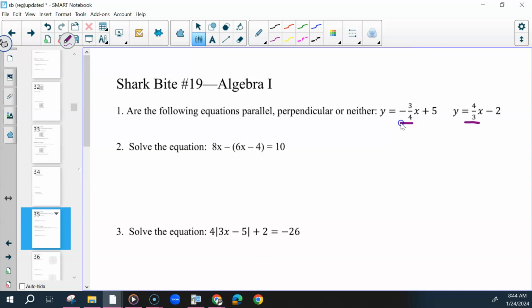So if the slopes are identical, if they're the same, both positive, both negative, and the same, that would be parallel, but that's not the case here. If one is flipped and you have a positive and a negative, those would be perpendicular. Any other case would be neither. Let's say they both have the same number, but one is positive, one is negative, or they're both flipped, but they're both positive or both negative, or they have nothing to do with each other. Any of those would be neither. Questions on that?